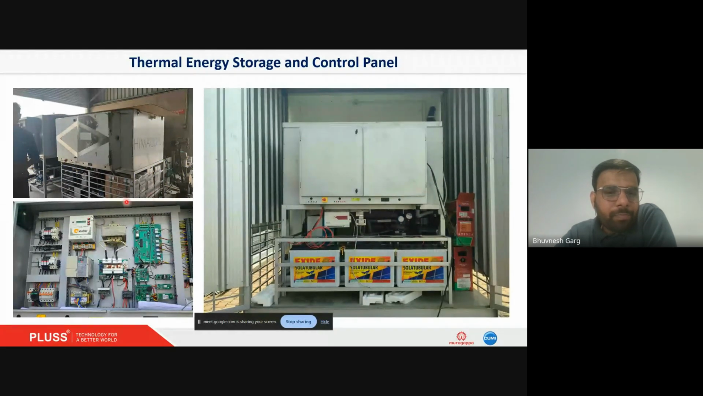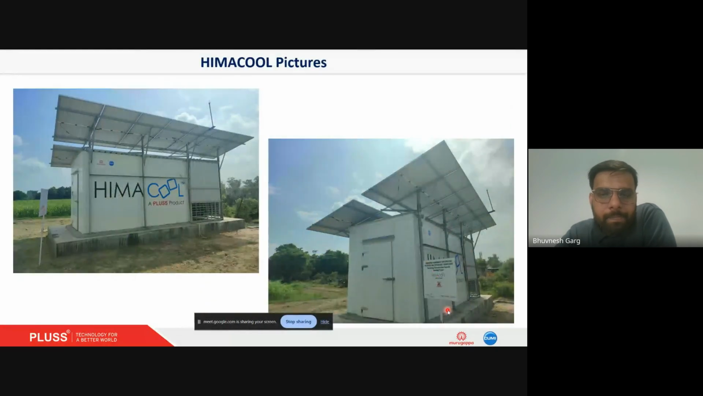So these are the inside pictures of the thermal energy storage and the control panel. This is a control panel, and this is a standalone unit of thermal energy storage. This is a project which we did in Haryana. There is the Indo-Israel Center for Excellence for vegetables in Haryana. There we installed one unit.